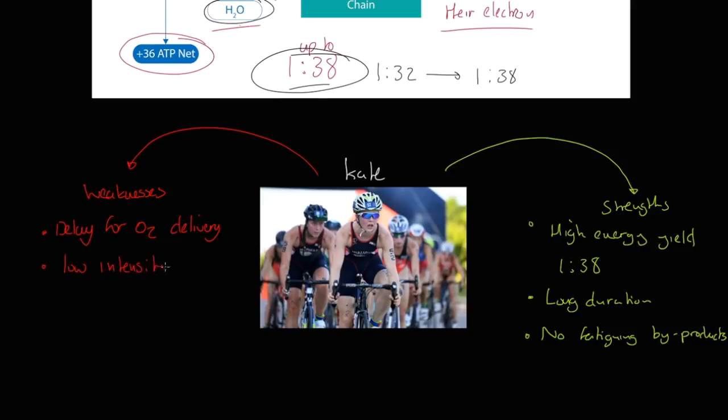I often use the term moderate intensity, but as a criticism here, we're going to say that it's low intensity energy. We can't produce dramatic, powerful movements aerobically. We have to do that anaerobically. Okay, so we've got the delay for O2 delivery and we've got low intensity energy. Okay, so we've got two weaknesses and one strength. I have the impression I'm forgetting a weakness. If I am, I'll come back to it in a few moments' time.